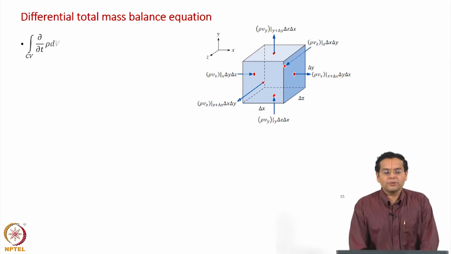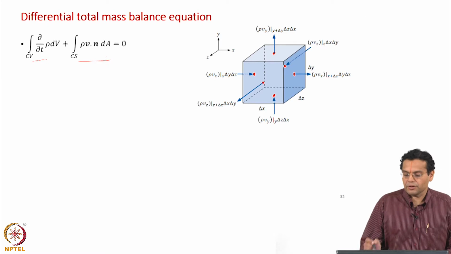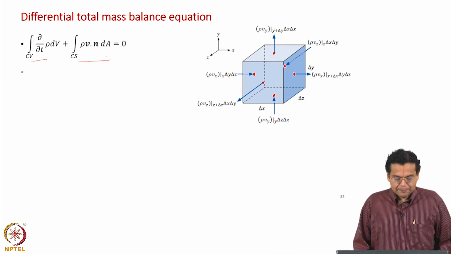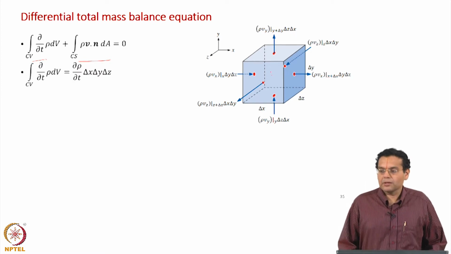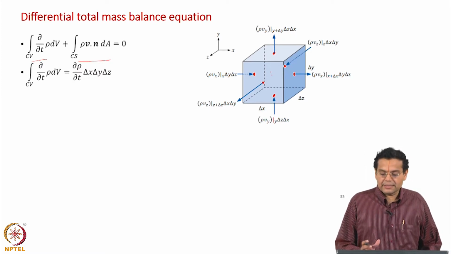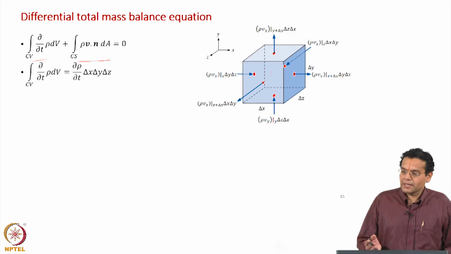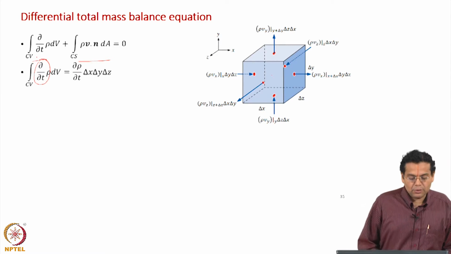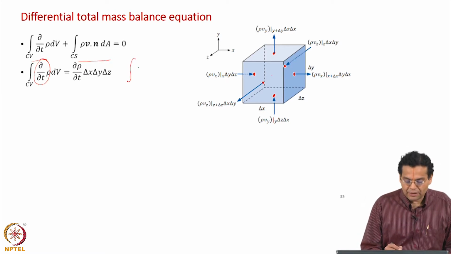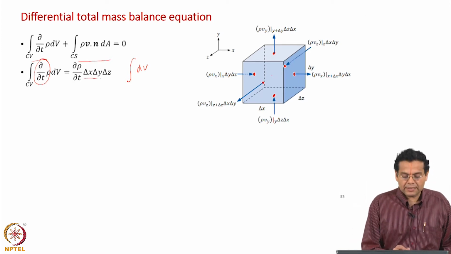What are we going to do? Express the two terms in the integral mass balance equation for this control volume. Let us take the first term. In this small control volume, I say that the density has some average value rho, the average over the entire volume, and so I can take out dou rho by dou t outside the integral. What is left is integral of dV, which is nothing but the volume of this small control volume, which is delta x, delta y, delta z.